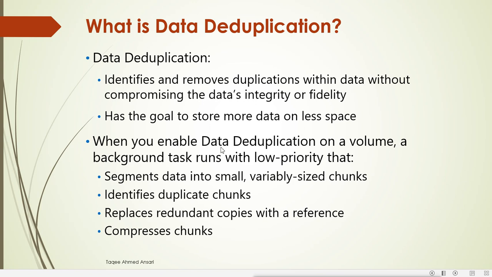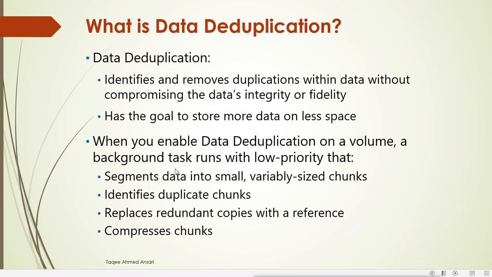Now when you enable data deduplication on a volume, a background task runs with low priority that segments data into small and variably sized chunks, identifies the duplicate chunks, replaces redundant copies with a reference, and compresses the chunks.